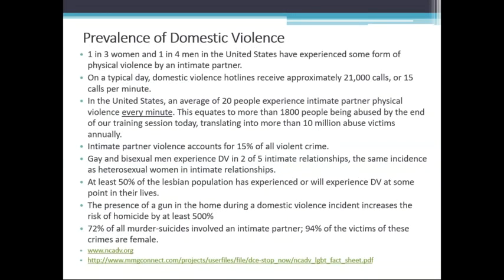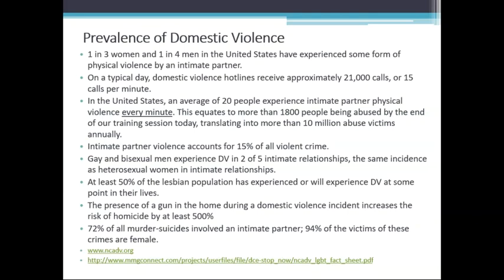So the prevalence of domestic violence is 1 in 3 women or 1 in 4 men in the U.S. have experienced some form of physical violence by an intimate partner. And on a typical day, domestic violence hotlines receive approximately 21,000 calls or 15 calls per minute. And if you think about what we just said about the fear of even talking about it or trying to take any type of steps to get yourself out of the situation, it results in a lot of underreporting. So that number is a whole lot higher of who actually needs those resources. This is simply the people who have taken that step to reach out.